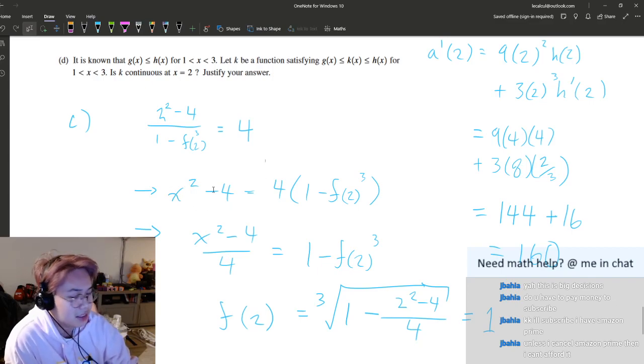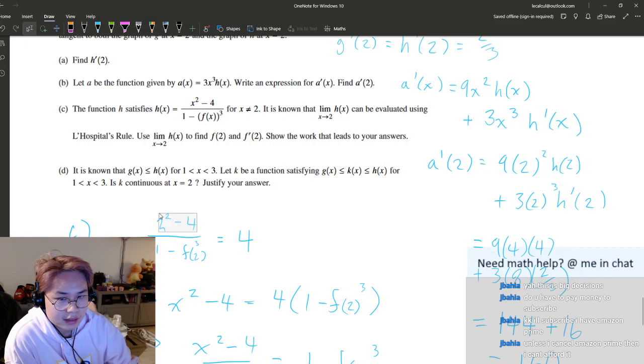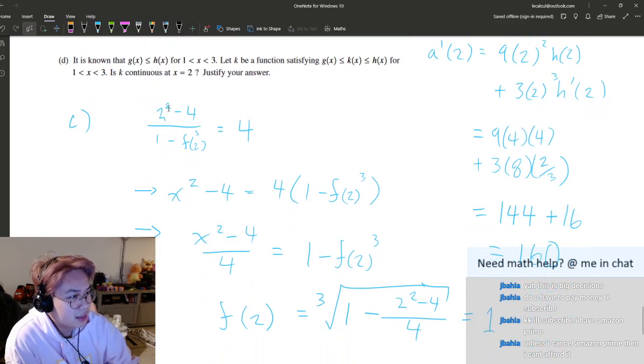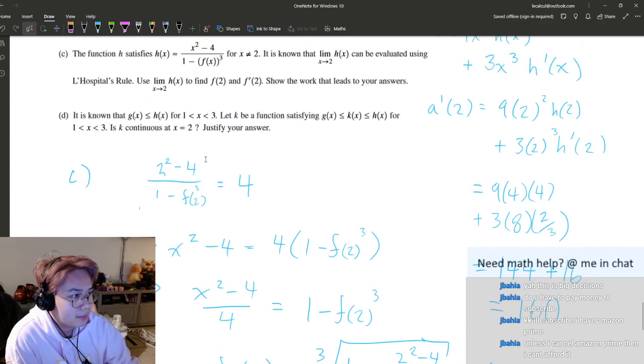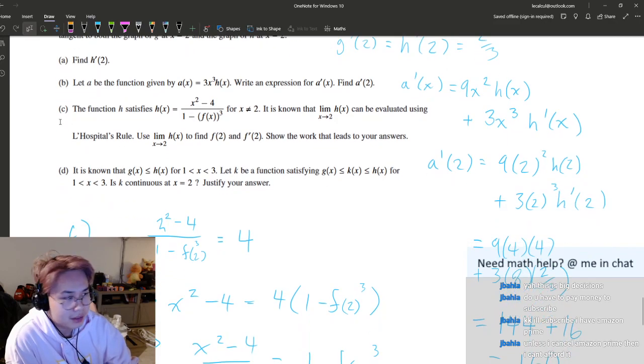This feels so sketch to me. Hold on. If I evaluate this at 2, then I get 2 squared minus 4, which is 0. But the limit is 4. So that means that... Oh, right. You can use L'Hopital's rule.